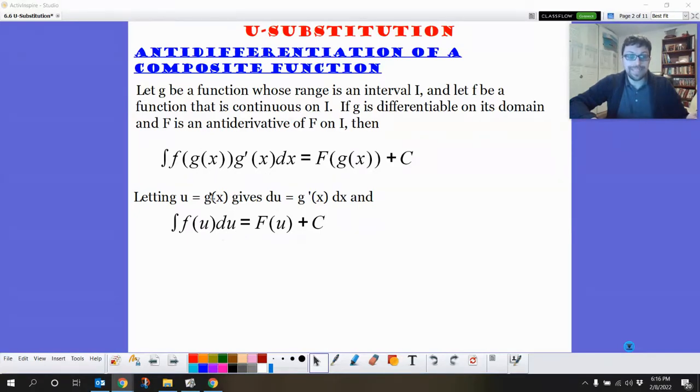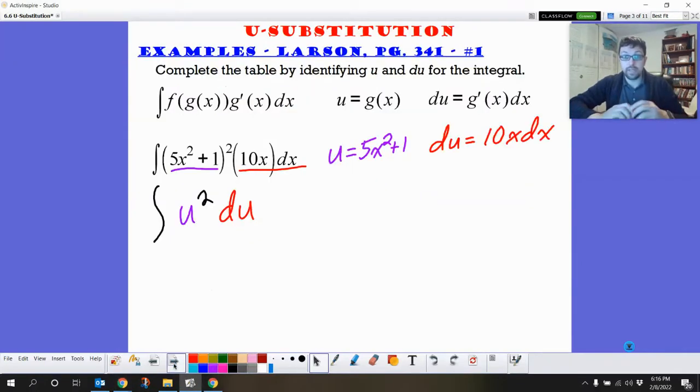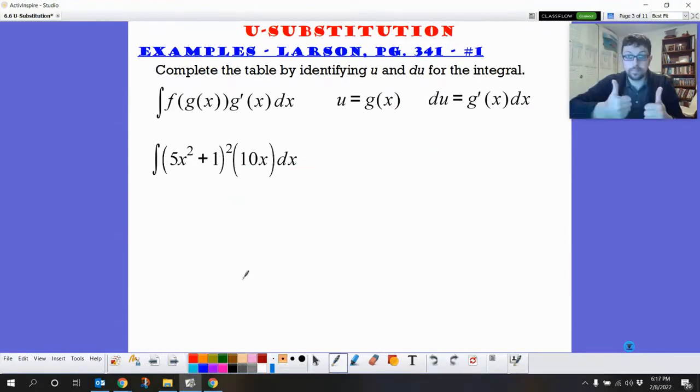We want to replace this innermost function with a u and then hope that we can get rid of all of this stuff that's over here in order to get just a du. So let's take a look at some examples. I need to erase all these. It's like it was never there to begin with.